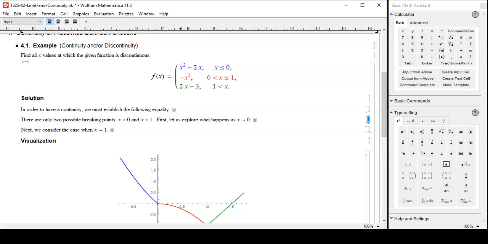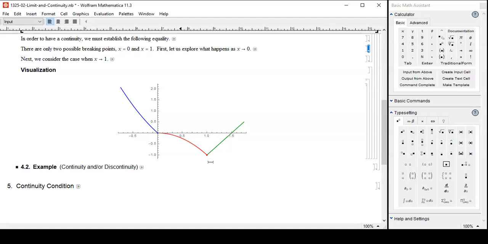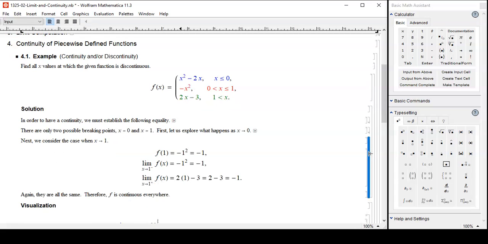So find all x values at which the given function is discontinuous. Well, we have two candidates, x equals 0 and x equals 1, but one candidate is out. The final candidate, x equals 1, let's check. And you have the picture here, so that too will be out. But let's check. Plug in x equals 1 to the second line. We have to do it to the second line because we have equality here.